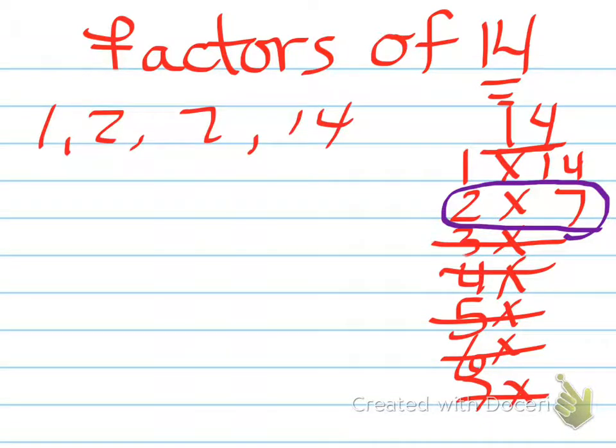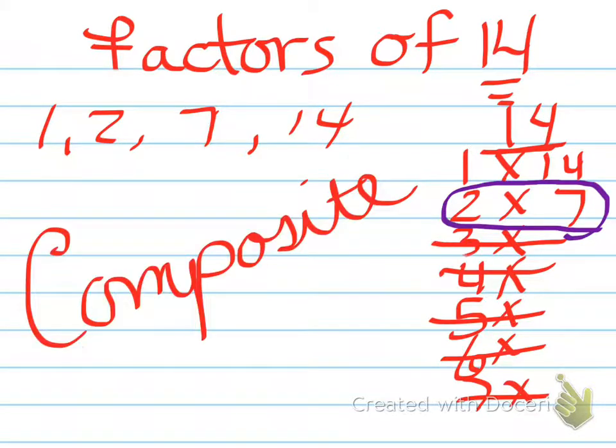And then listing them in order from least to greatest, we would have 1, 2, 7, and 14. Now, with the number 14, is that going to be a prime or a composite number? Yay, you got it right again, a composite number, because it has more than 2 factors.